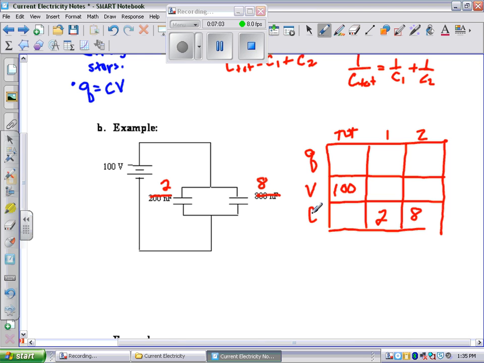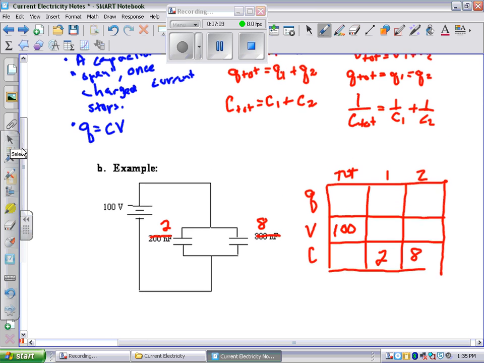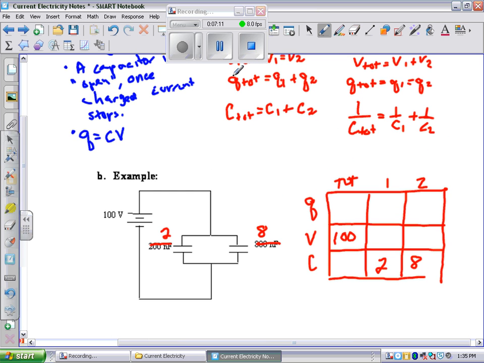Now this is going to be a pretty simple example. When I look at my parallel rules, I can see a couple things that are going to be really easy to deal with. First off, the voltages are all the same. So I know this voltage is going to be 100, and I know this voltage is going to be 100. And then our capacitances add. So C1 plus C2 is going to be the total. 2 plus 8 is just going to give me a total of 10.